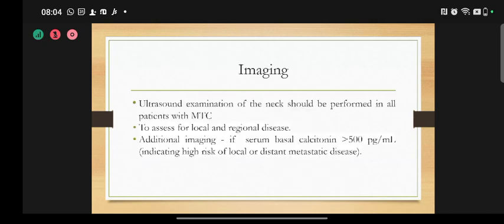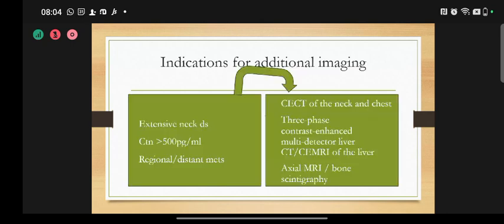These are rare. So coming to the imaging, ultrasound should be performed in all patients with medullary thyroid carcinoma, which will help us to assess the local as well as regional disease. The additional imaging will be based on the calcitonin level. So extensive neck disease, calcitonin of more than 500 picogram per ml, regional or distant metastasis, all these warrant additional imaging. So calcitonin of more than 500 is actually suggestive of local or distant metastatic disease.